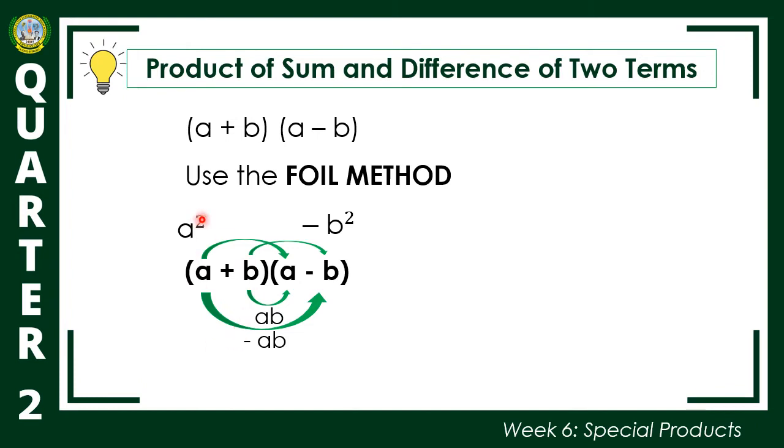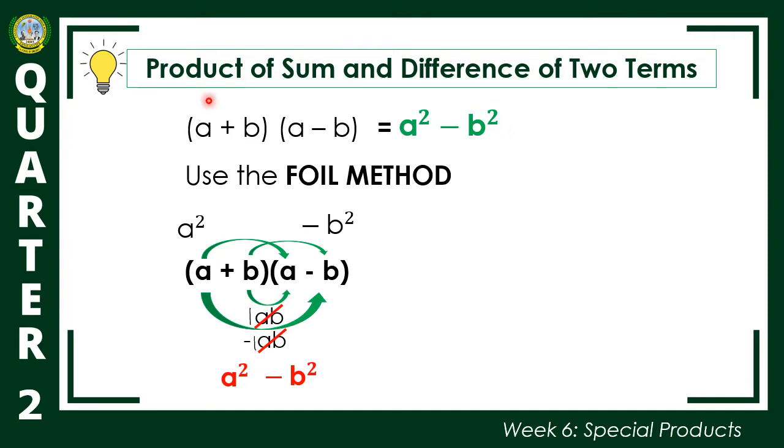Starting with A squared, dahil wala po siyang like term, A squared pa rin po siya. And then, for the outer and inner, so as you can see, we have here positive AB and negative AB. So, of course, we know that AB is 1AB and negative AB is simply negative 1AB. And adding 1 and negative 1, it will give us 0. Okay? Meaning, makakancel na siya, mawawala na po kasi 0 na yung value nila. At dahil dyan, isusunod na po natin yung last term which is negative B squared. Kaya magiging A squared minus B squared.